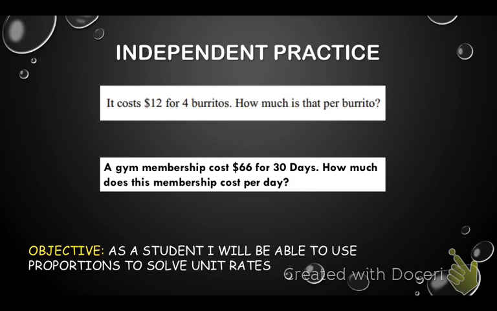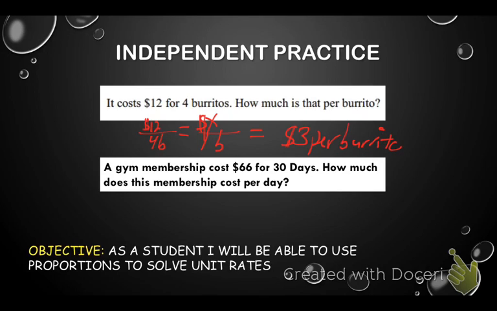I'm going to go ahead and do these 2 questions for you. It says it costs $12 for 4 burritos. That means $12 is my label at the top, 4 burritos at the bottom. How much is that per burrito? That means 1 burrito. And what's the cost? It means X dollars. And 12 times 1 is 12, divided by 4, that equals $3 per burrito. And if Mr. Williams can spell burrito, there you go, with an I. All right, second one.